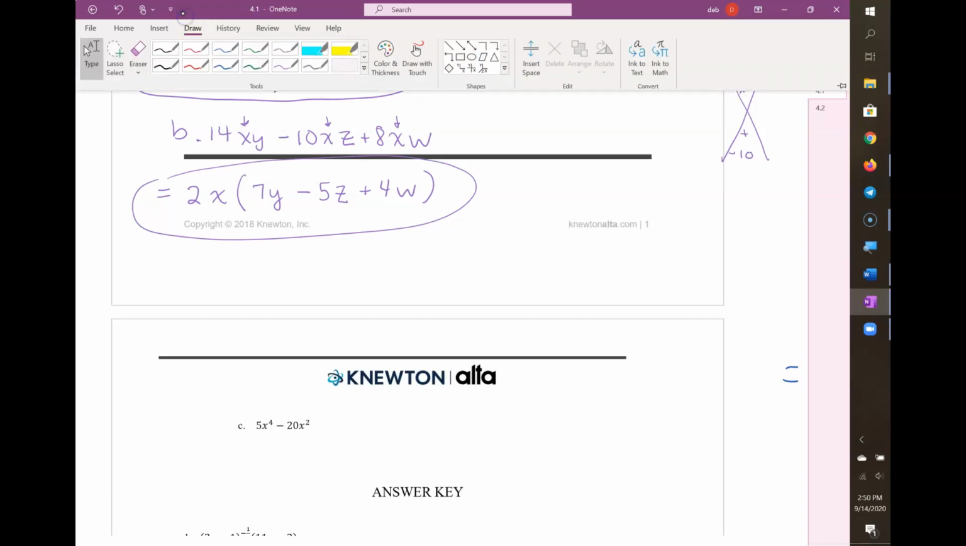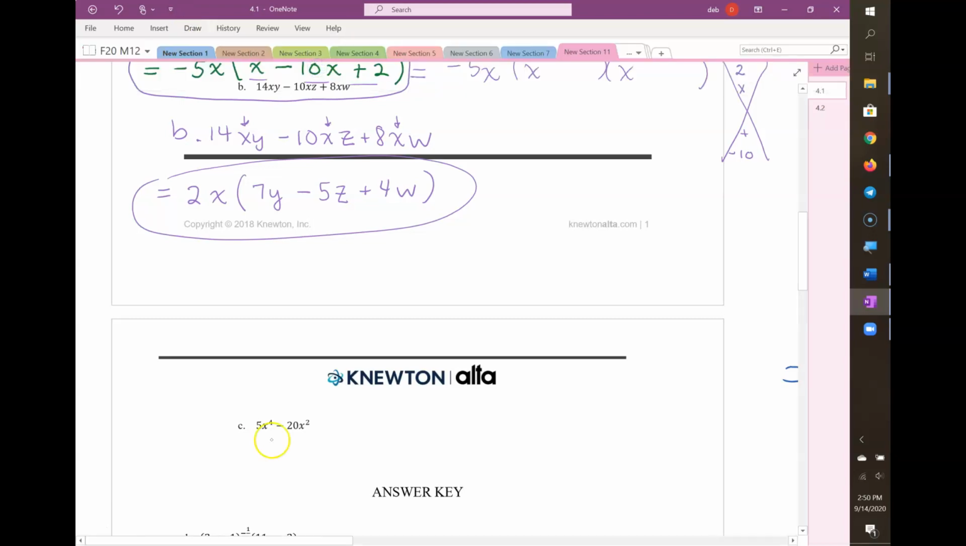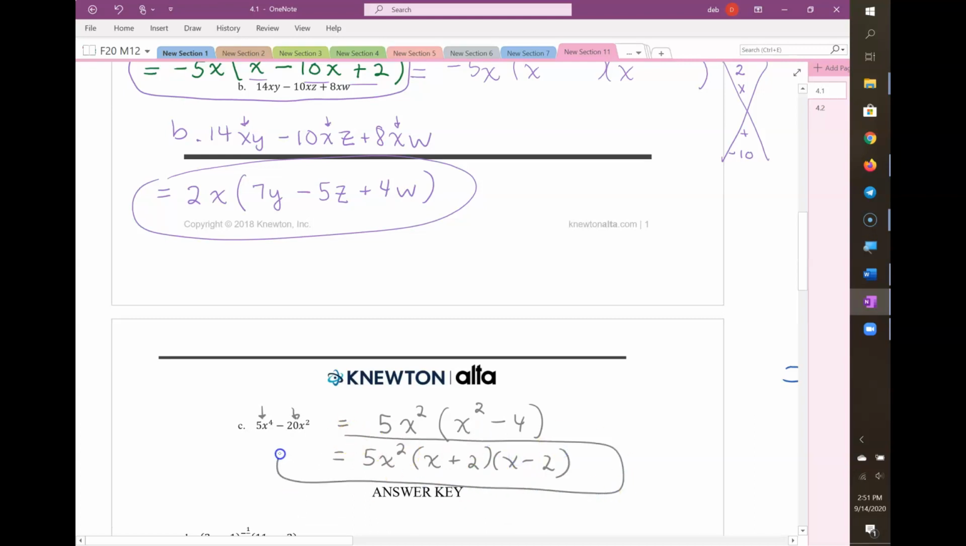And let's do this one more example here. Here I have a 5 as a common factor of both coefficients. The smallest exponent I see on the x is x squared, which is going to leave me with an x squared minus 4. But that's a difference of squares, so I need to factor more, because you need to factor completely, as much as you can. So you would factor that difference of squares, and there's your final answer.